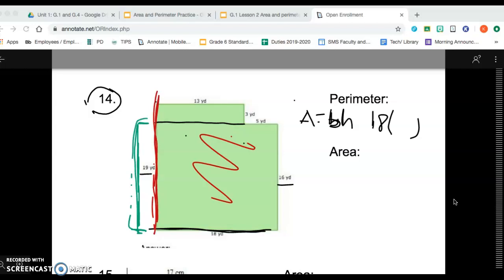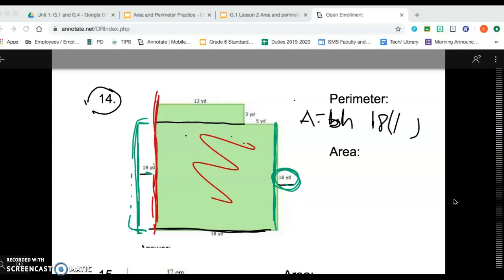Okay? So that's why we're going to use this 16 over here, because that's what we need. It's only the big rectangle. So just be careful. You always just have to pay attention to what side length they gave you. So we're going to use the 16.